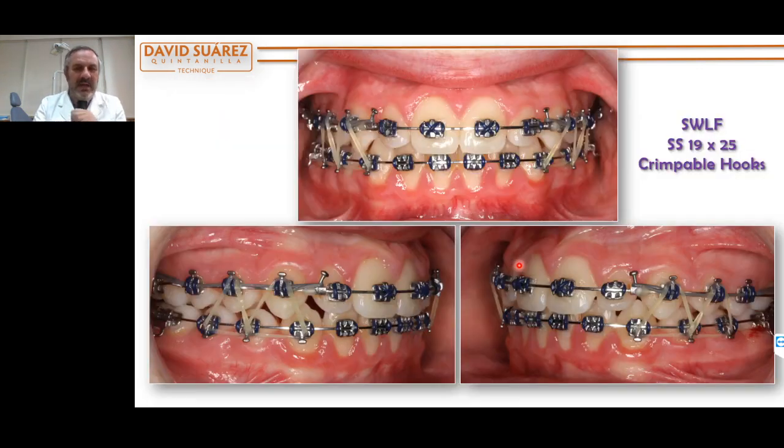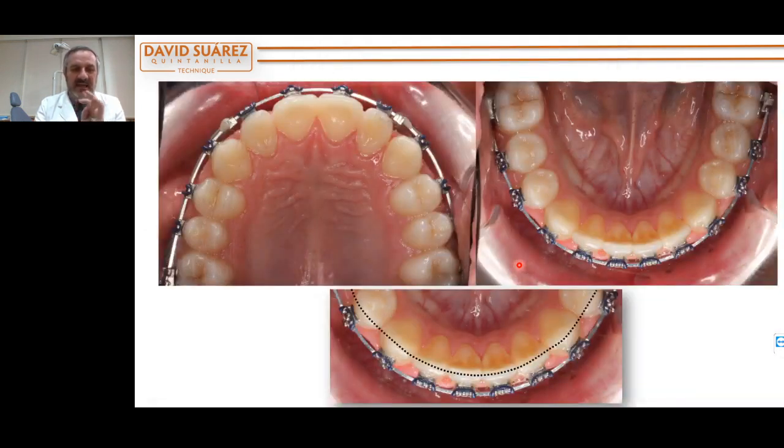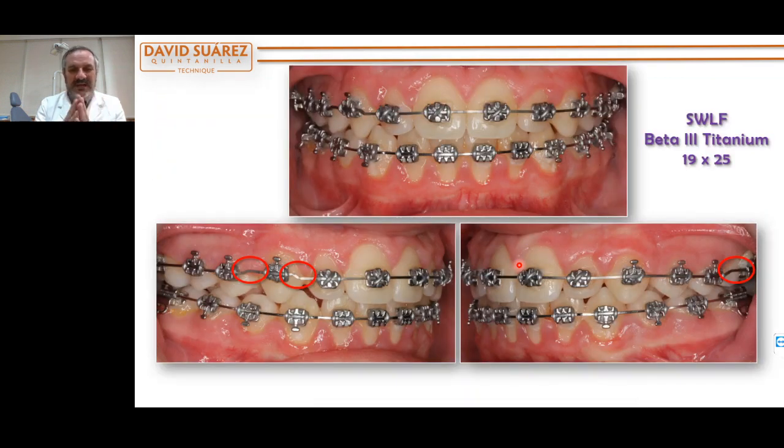Okay, now it's time to put the crimpable hook in the upper and crimpable hook in the lower, engage with the intermaxillary elastics. Very important to organize the biomechanics of the straight-wire with friction tooth by tooth to control the torque. Now we are using beta titanium. In the upper arch, we ligate in the figure of eight for the maximum control of the torque. Okay, and in the premolar here you can see the bending of the wire.